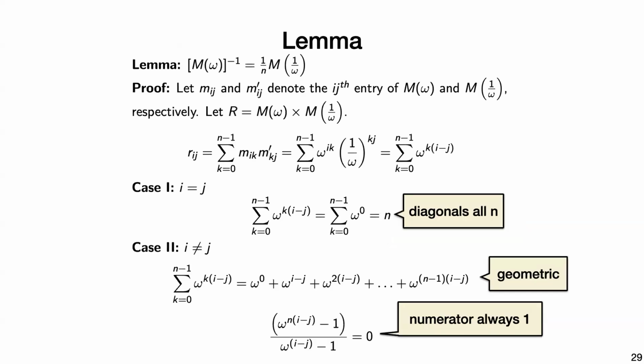It turns out that this inverse is basically the same as m. There's this normalization factor of 1 over n, and then instead of m of omega, it's m of 1 over omega. But that still has the property of the roots of unity that we were talking about earlier, because 1 over omega is just omega to the negative power. So you just go backwards in the unit circle.